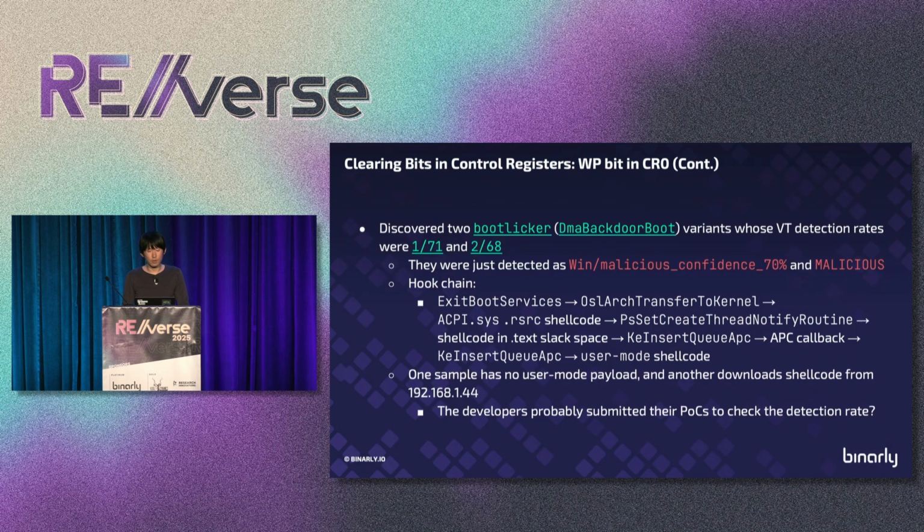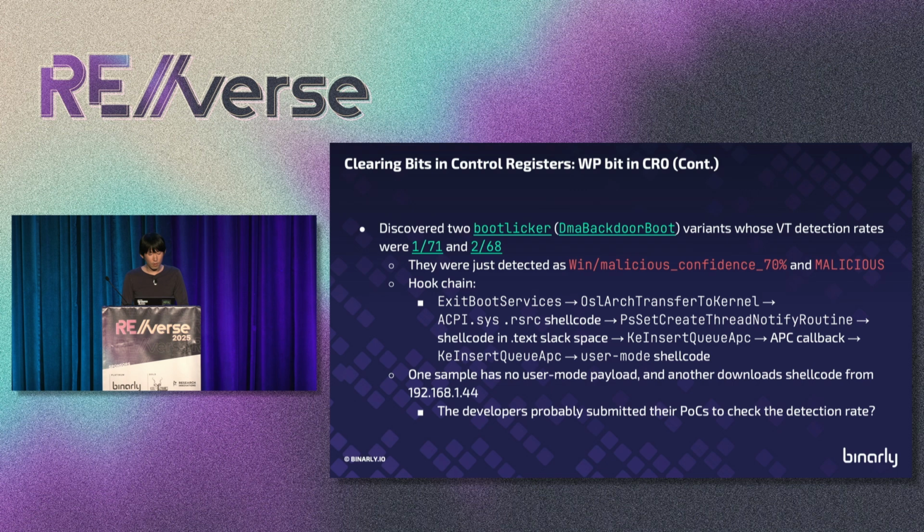Using this rule, we discovered 2 Bootlicker samples. Bootlicker is an open source bootkit based on DMA backdoor boot. The samples were detected by 1 or 2 antivirus engines as BlackLotus, but not as bootkits. The hook chain is the same as Bootlicker.